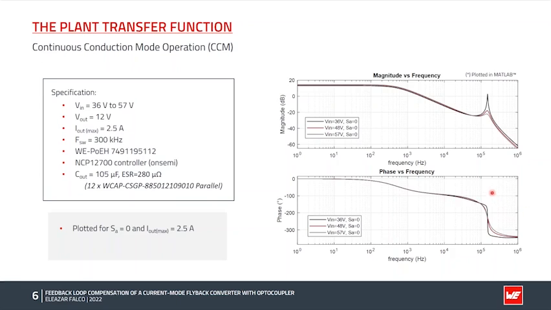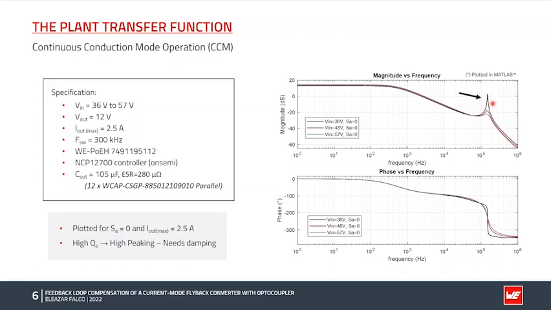We can observe how the amplitude of the peaking is dependent on the input voltage, and especially for the minimum input voltage of 36 volts, which corresponds to the maximum duty cycle in this design, around 50%, the peaking is very high and it needs to be damped with some ramp compensation.